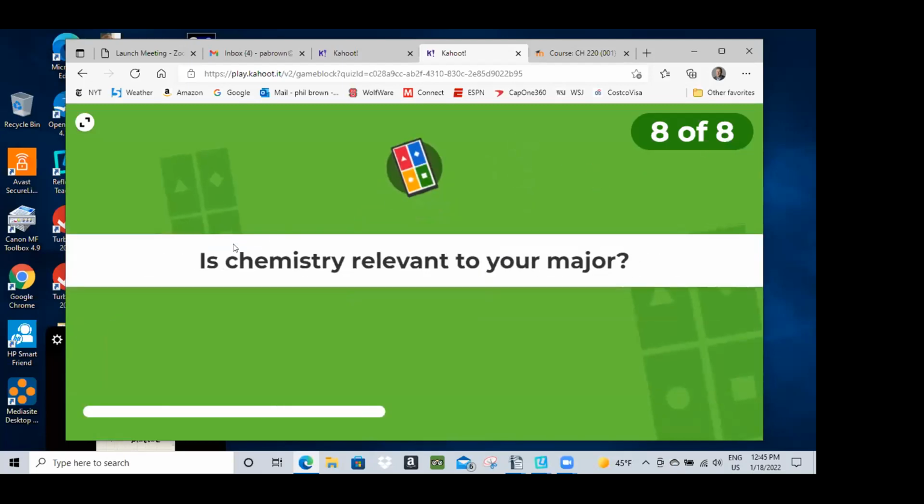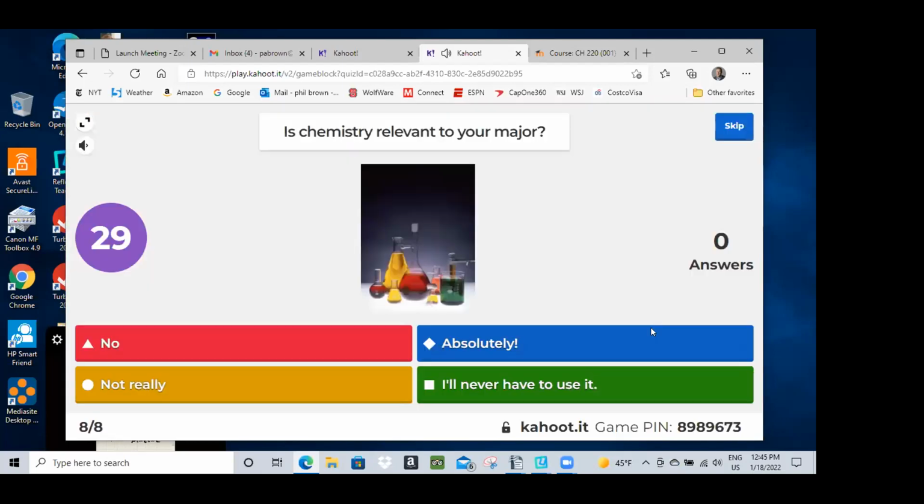Okay, last one. Is chemistry relevant to your major? No, not really. Absolutely. I'll never have to use it. Just select one. This is not a multiple choice one. Just select one.